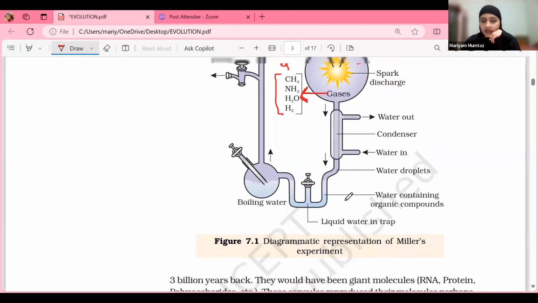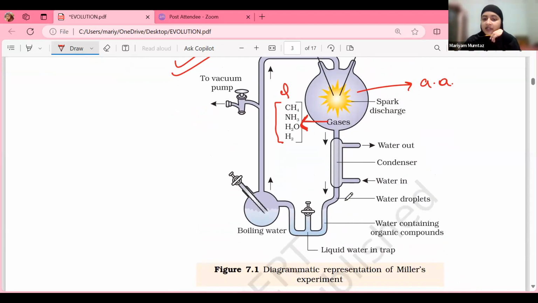Why did he do it? He did this experiment, but who proposed the idea that chemical evolution took place first? Who were the two scientists? Who was the scientist?